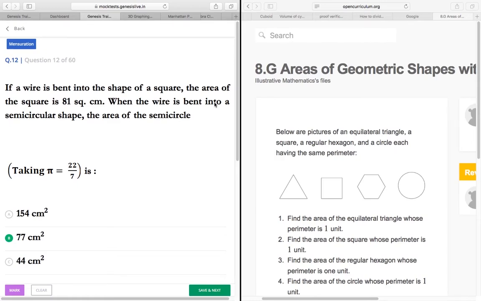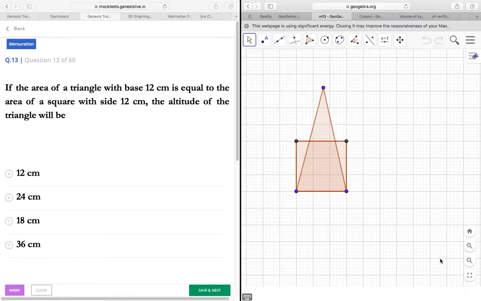All right, great. So hope this was useful. We'll move on to the next one now, question number 13. Okay, look at this one.